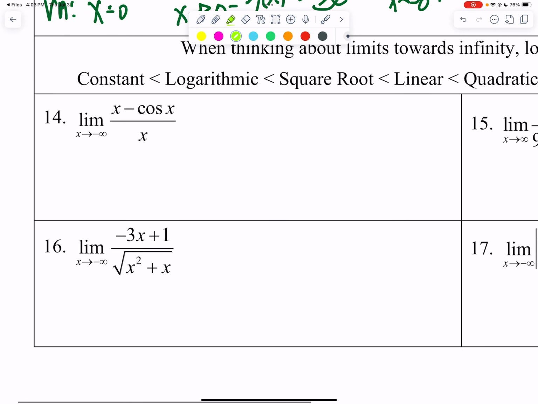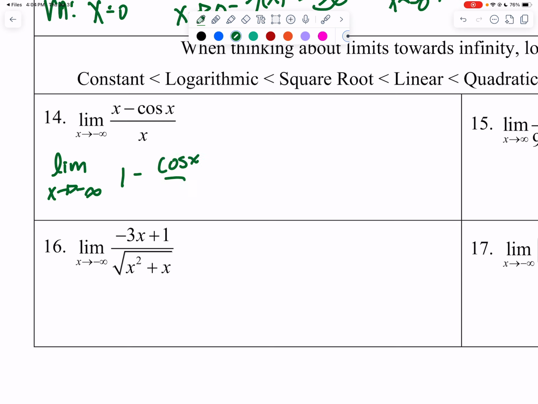All right, so if I were to look at number 14 here, what I'm going to do is probably think about rewriting this so that I have the limit as x approaches negative infinity of 1 minus cosine of x over x. Now, here's the problem.